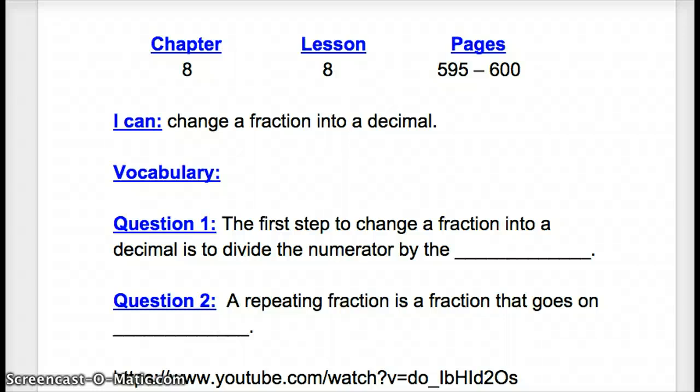Today's lesson is Chapter 8, Lesson 8, which can be found on pages 595 through 600. Our objective is I can change a fraction into a decimal. Question 1. The first step to change a fraction into a decimal is to divide the numerator by the blank. Question 2. A repeating fraction is a fraction that goes on blank.